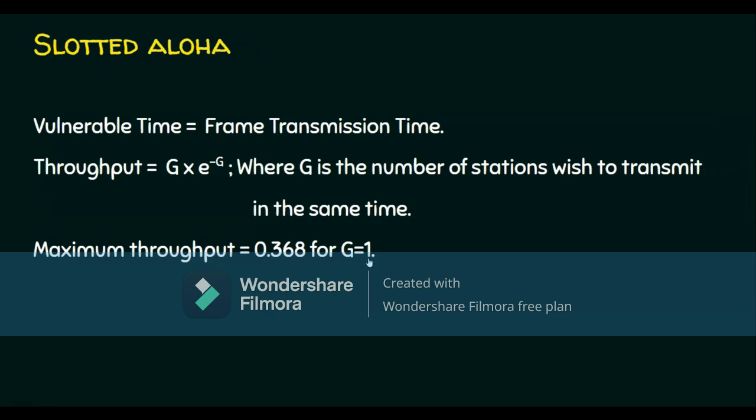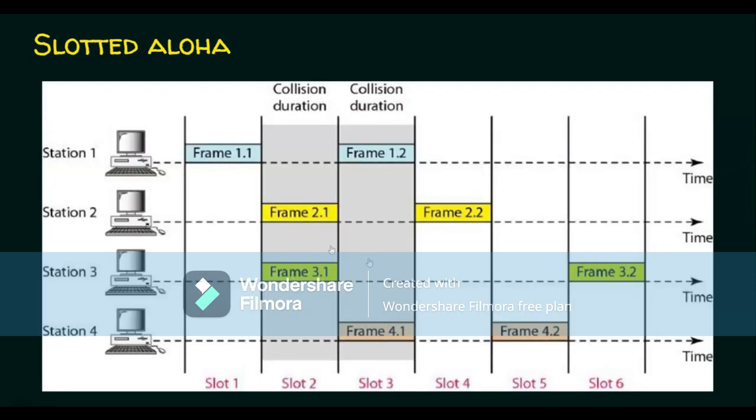Let's understand Slotted Aloha with the help of a neat diagram. So here there are 4 stations, station 1, station 2, station 3 and station 4. As usual, these 4 stations have a common channel and any station can transmit at any time. It is obvious because in the Aloha protocol any station can transmit data at any time. But in Slotted Aloha, any station can transmit at any time, but only at the beginning of the time slot. How many time slots are here? Slot 1, 2, 3, 4, 5 and 6.